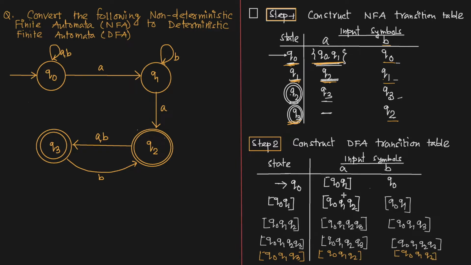Okay, now you check whether all of them are present. q0 q1 present, q0 is already present, q0 q1 q2 present, q0 q1 present, q0 q1 q2 q3 already present, q0 q1 q3 is present. All right? So this is the DFA transition table. Now we draw the transition diagram for DFA.